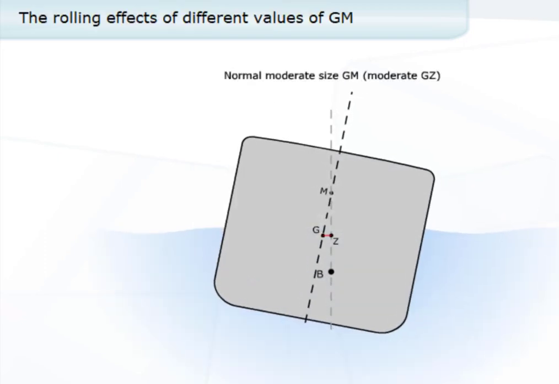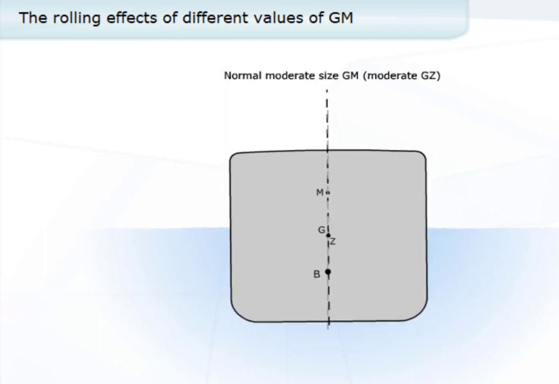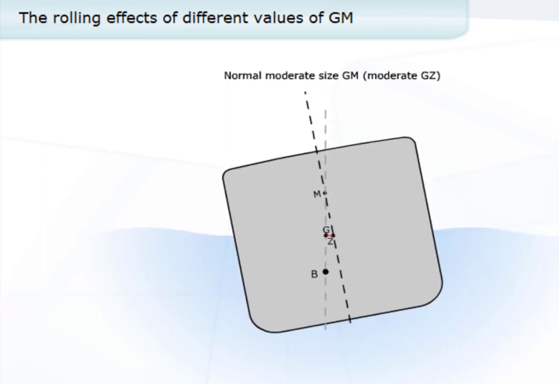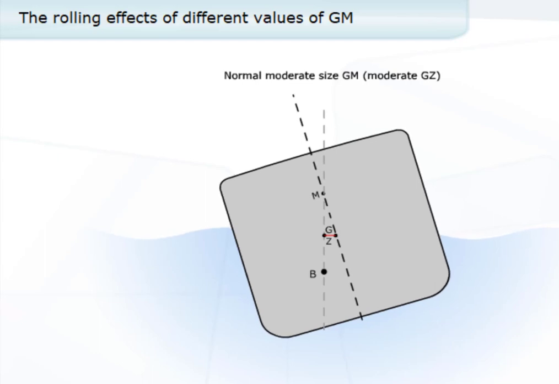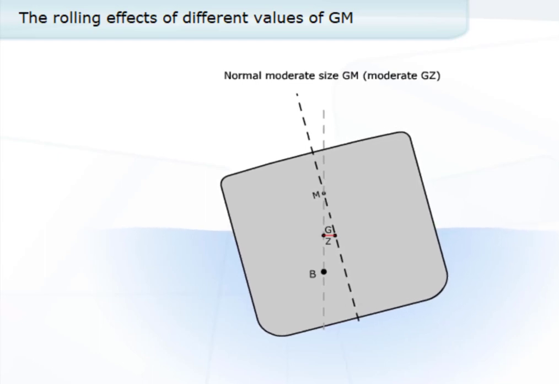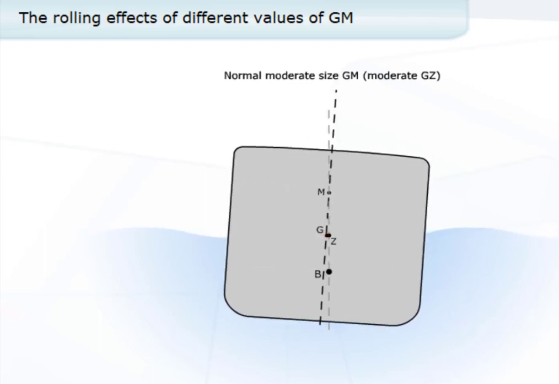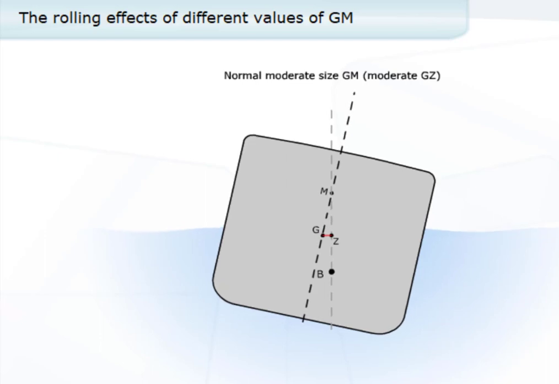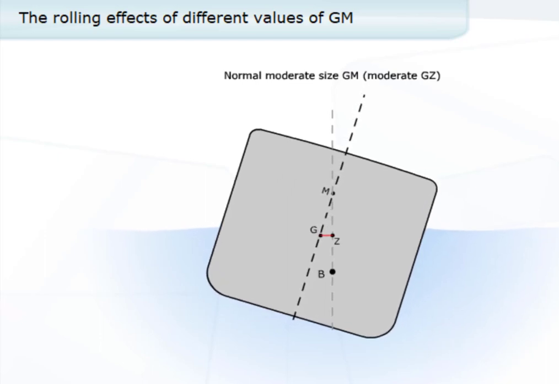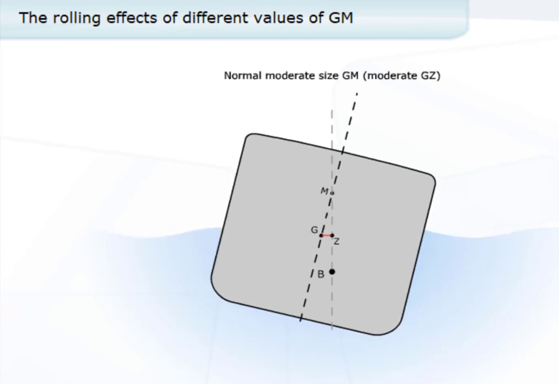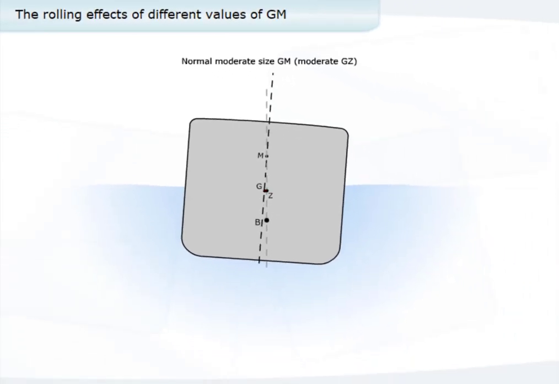When the transverse metacentric height, GM, is a suitable value, the righting lever, GZ, will be of moderate size, and the righting moment will be of acceptable value to bring the vessel upright at a comfortable rate. When a suitable GM is achieved, it will result in less strain on the cargo and equipment lashings and a comfortable movement for the crew. The speed of the rolling motion is moderate and movement more gentle.